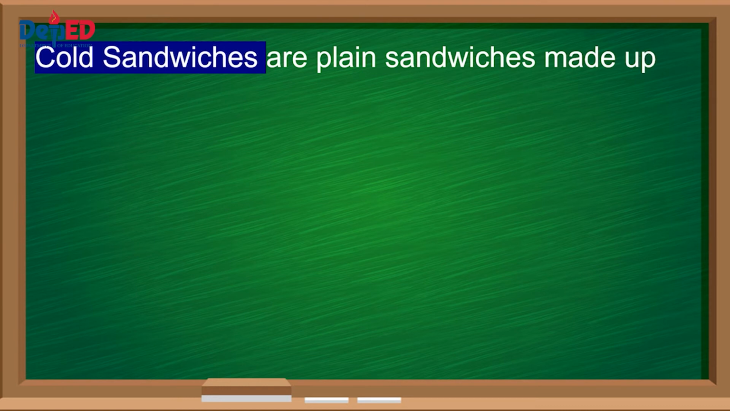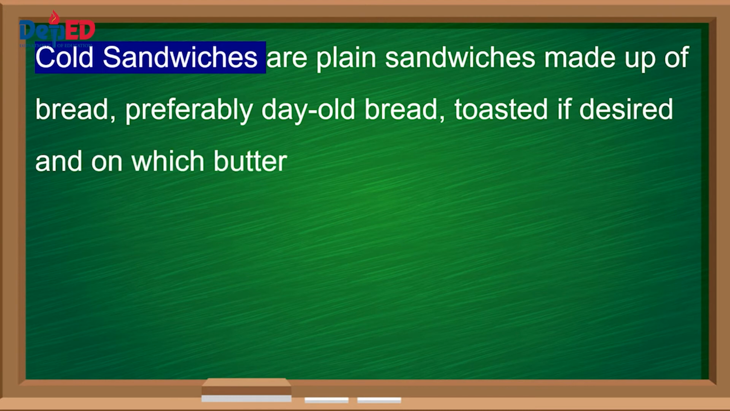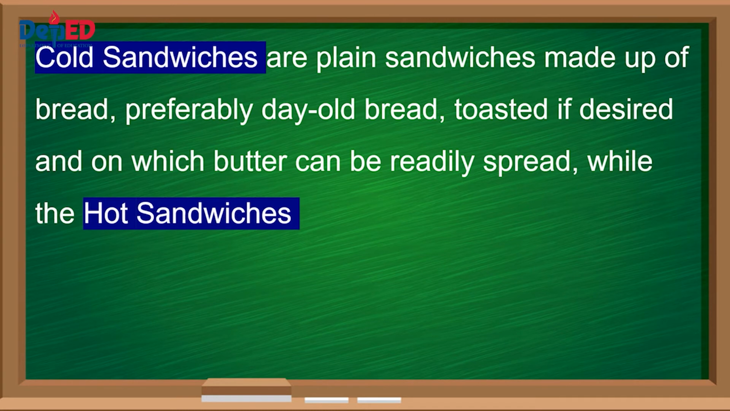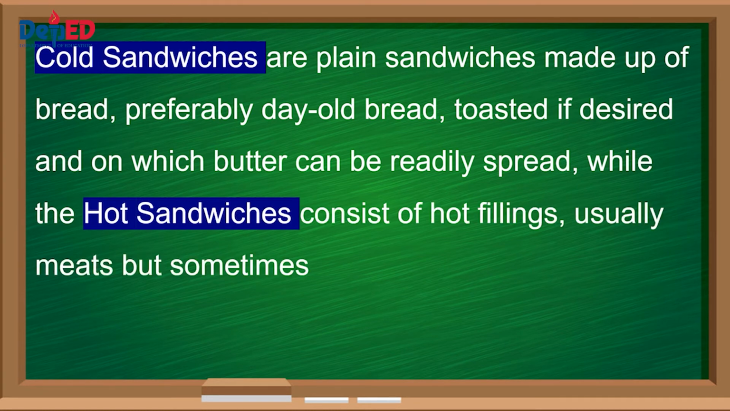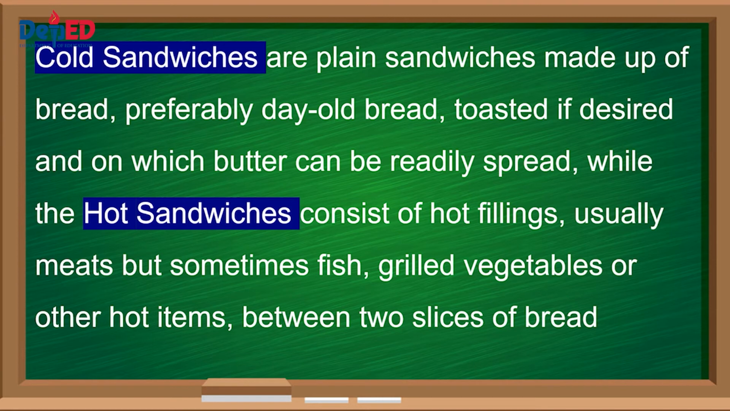Now, let us keep in mind that cold sandwiches are plain sandwiches made out of bread, preferably day-old bread, toasted if desired, and on which butter can be readily spread. While the hot sandwiches consist of hot fillings, usually meats, but sometimes fish, grilled vegetables, or other hot items between two slices of bread.